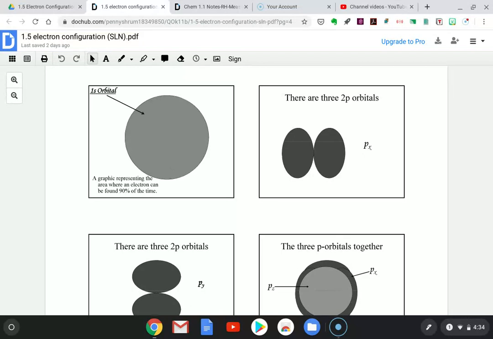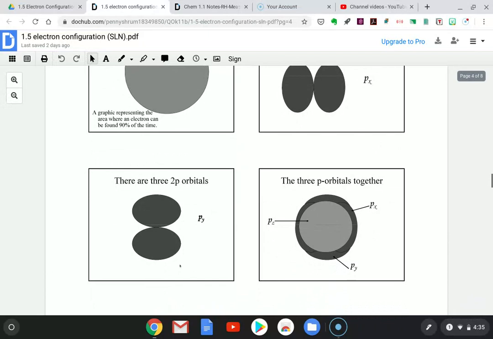There's also a 2s. The 2s is very similar to the 1s. It's larger in size. There's a little bit of other differences that we'll talk about later, but next we come to the 2p orbital. Actually, there's three 2p orbitals. There's a p orbital in the x direction, a p orbital in the y direction, up and down, and then even a p orbital in the z direction, which is really hard for me to show you. That would be coming in and out of the page.